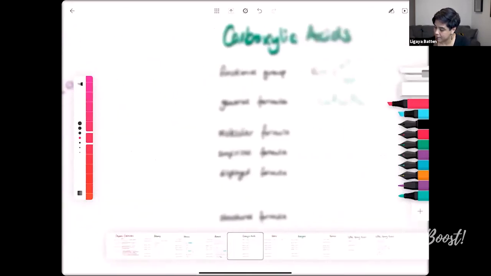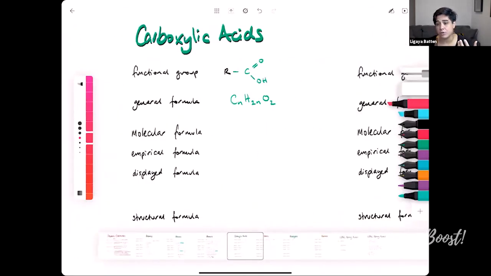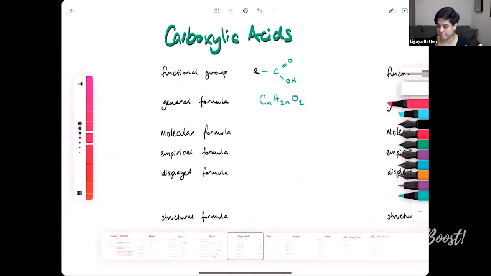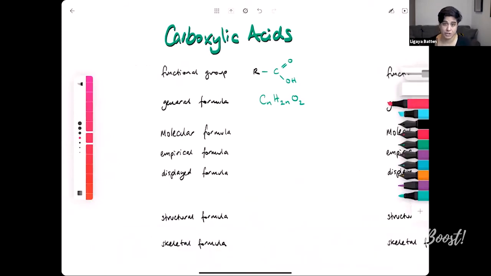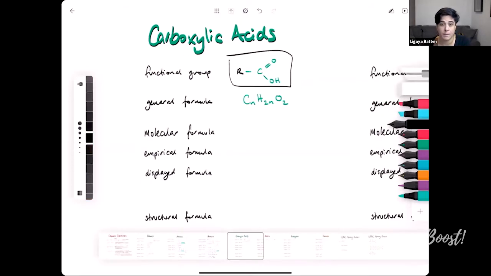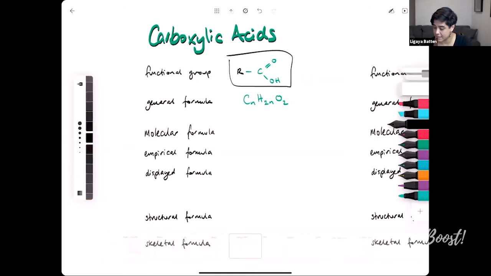Okay, same thing for carboxylic acids. These should all be functional groups that you came across at GCSE, so hopefully they'll be familiar to you. The functional group for carboxylic acid we've got up here, which is the C double bond OH. And that gives us a general formula of CnH2nO2. Let's stick with the trend of what we were doing before, showing a butanoic acid in this case.